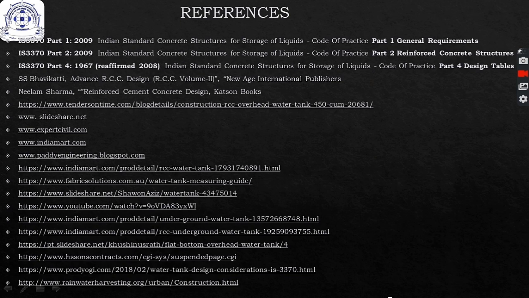So these are the various references which I have used for collecting the pictures and the tables for this particular presentation.